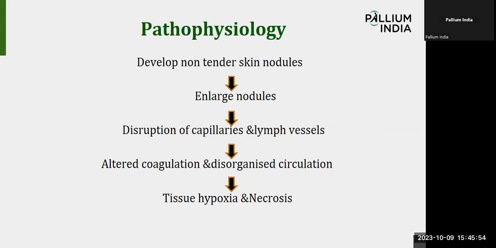So what is the difference? The only difference is that there will be a nodular formation. Whenever there is a pressure sore, there will not be a nodular formation. But in a cancer wound or a fungating wound, there will be a non-tender skin nodule which will enlarge in size. Because of that enlargement, the circulation in the capillaries and the lymph vessels will be disrupted. Because of that, coagulation will be impaired, circulation disorganized, and that will lead to tissue hypoxia, that is oxygen deficiency in the tissue, and that will even lead to necrosis, cell death, right?